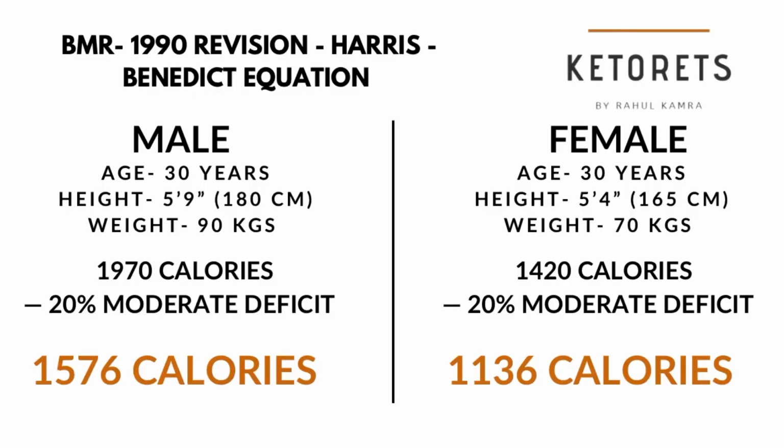So as per this 100-year-old calculation method, which was revised in the 1990s, which is 30 years ago, the calculation for a male comes down to 1970 calories and for a female it comes down to 1420 calories, with deducting 20% for each as a calorie deficit for fat loss. A female body reaches close to 1136 calories and a male body reaches close to 1576 calories.